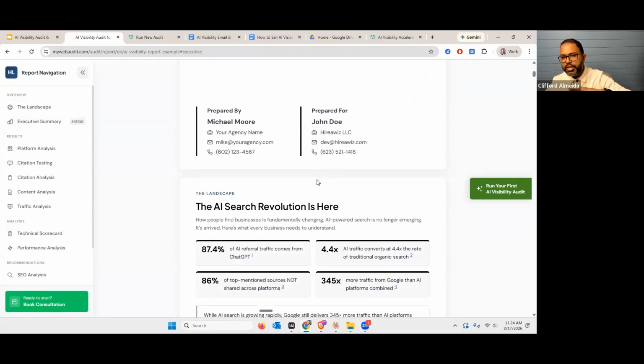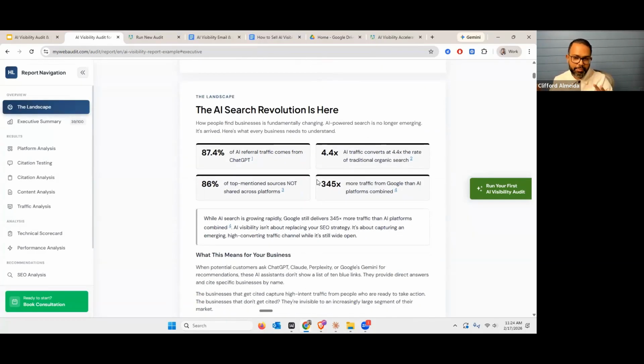So you have a cover page, then you have really this landscape doc that sets some guidelines and mindset shifts for the business owner, whether it's your client or a prospect, where you're talking to them to let them know that AI traffic is growing. So with this report, we start with giving them a landscape overview.